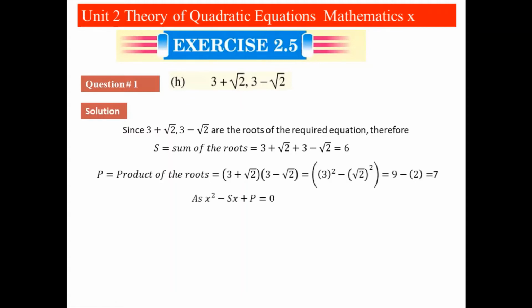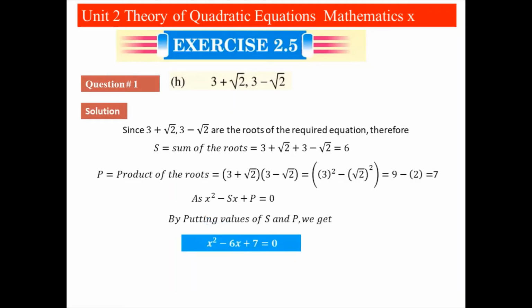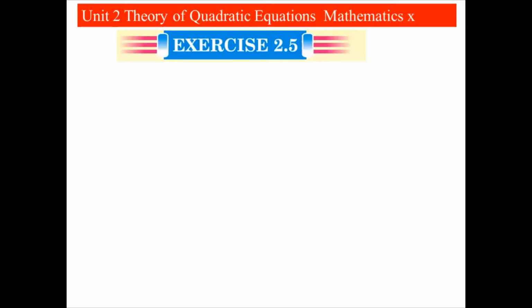As the quadratic equation is x square minus sx plus p is equal to 0, by putting the values of s and p, we get x square minus 6x plus 7 is equal to 0. So this is the required quadratic equation having roots 3 plus square root of 2 and 3 minus square root of 2. Now question number 2.